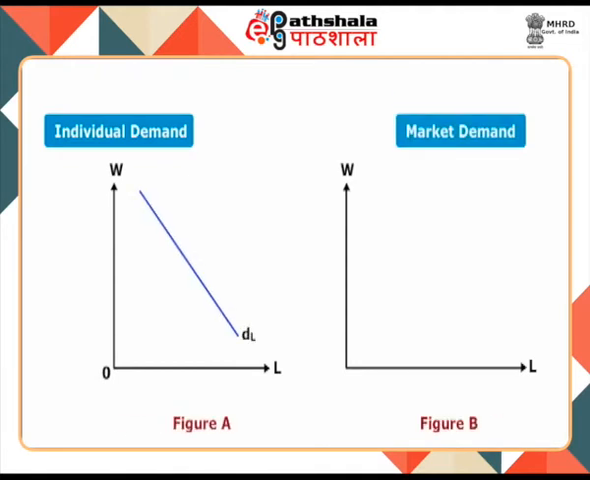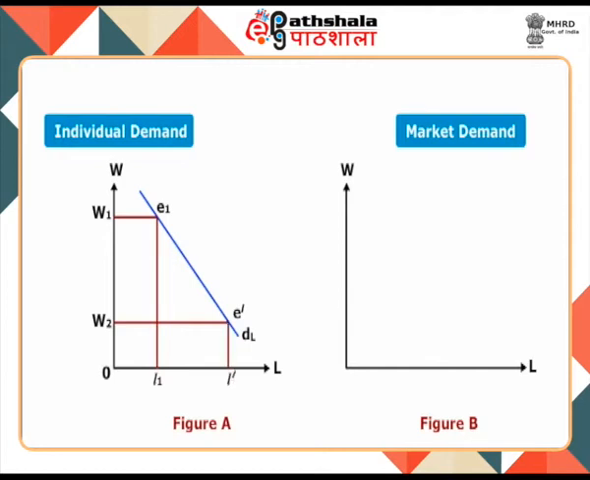The straight line DL in figure A shows the individual firm's demand curve for labor. Suppose at the wage rate W1, the firm is at point E1 and hires L1 units of labor. Assume that wage rate falls to W2. The firm moves from point E1 to E' along the DL curve and increases its employment of labor from L1 to L' units.